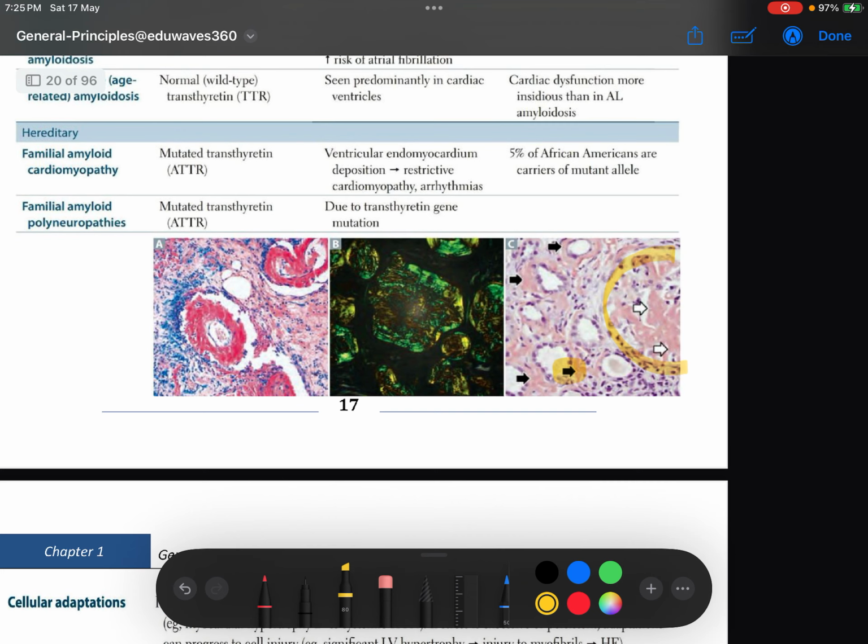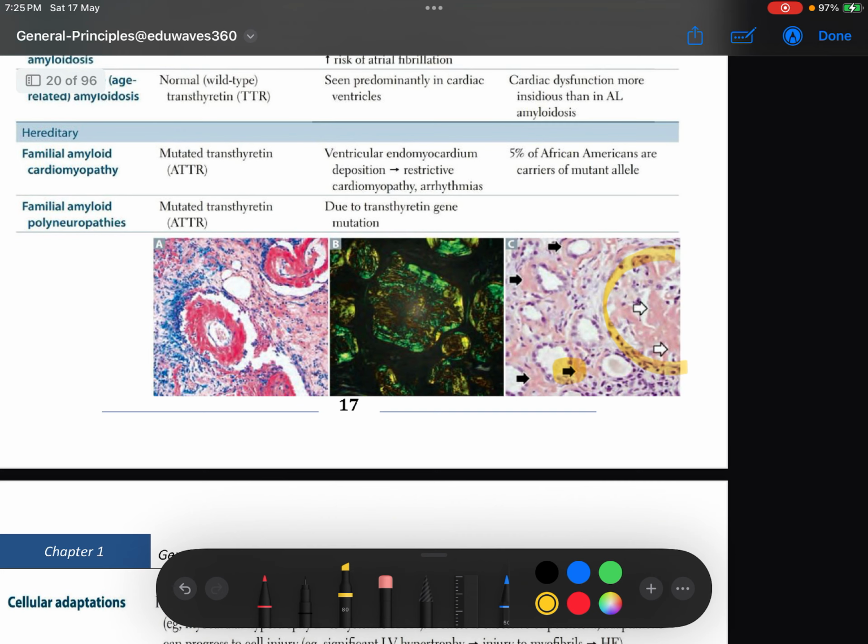Now, amyloidosis can be divided into two groups, and first we are discussing the systemic types. There are three main types of systemic amyloidosis. First is primary amyloidosis, which is AL, from immunoglobulin light chains. The fibrils are made of immunoglobulin light chains, and it is seen in plasma cell disorders like multiple myeloma.